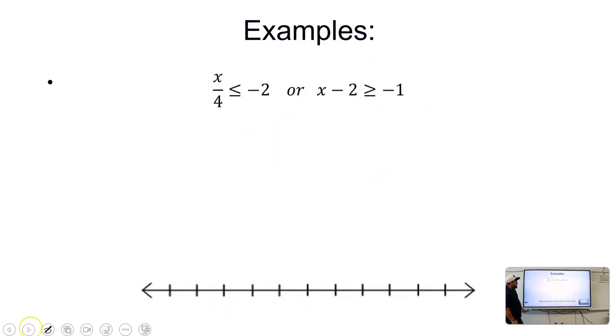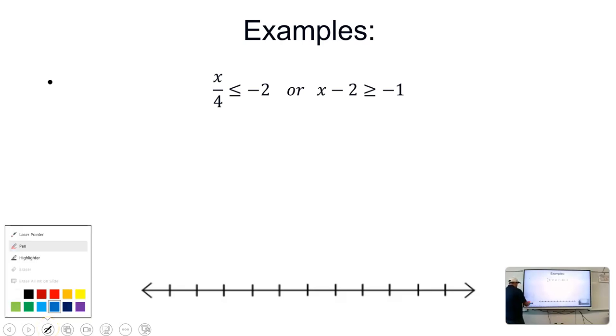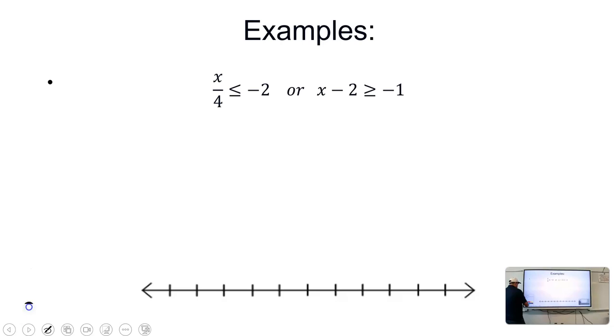All right, let's do another one. So we got x over 4 is less than or equal to -2, or x minus 2 is greater than or equal to 1. Okay, so let's just focus on the first inequality. So we're just going to focus on this one right here. X divided by 4 is less than or equal to -2.